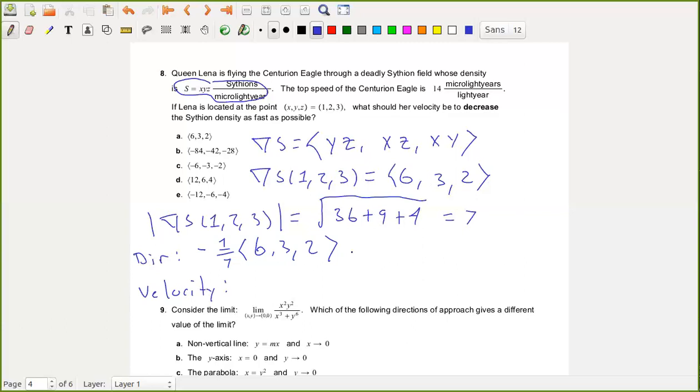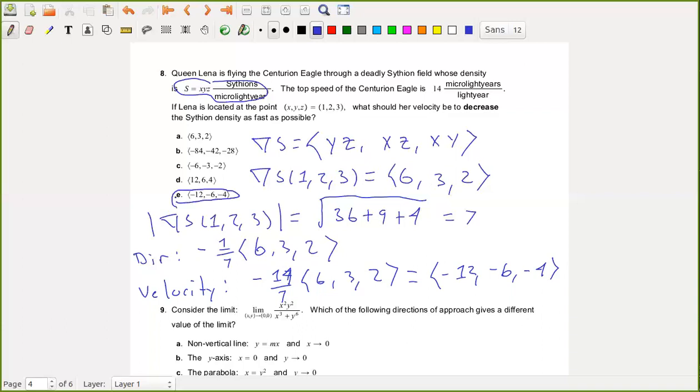This is the direction that she should go in, and this is her speed. So the velocity vector is just going to be the speed times the direction vector. So this is minus 14 over 7 times <6, 3, 2>. Minus 14 over 7 is equal to minus 2. So this is <-12, -6, -4>, and that is answer choice E.